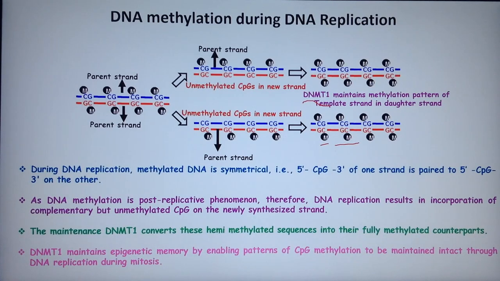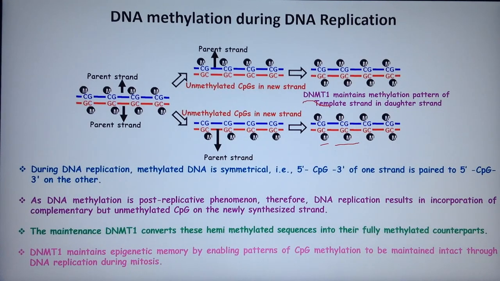So DNMT1 is a maintenance methylase which maintains the pattern of DNA methylation during cell division, or during the process of mitosis. So specific sequences which are methylated at CpG residues are maintained as such during mitotic cell division with the help of DNMT1. During DNA replication, methylated DNA is symmetrical, that is, 5' CpG 3' of one strand is paired to 5' CpG 3' of the other.